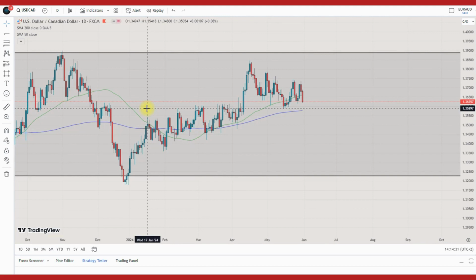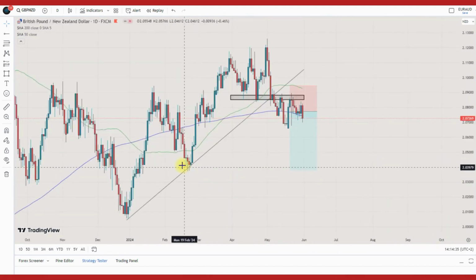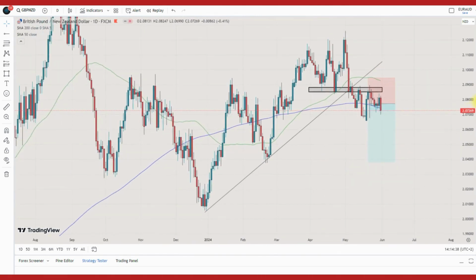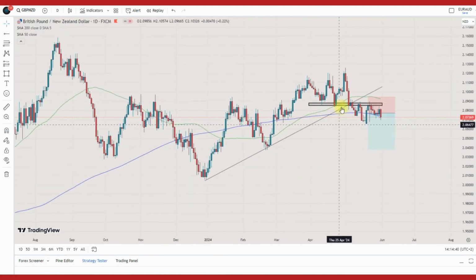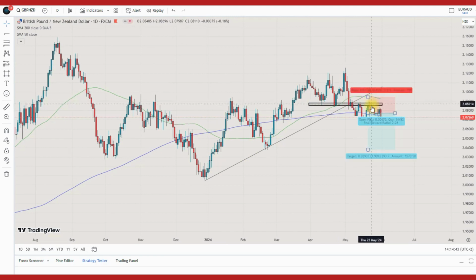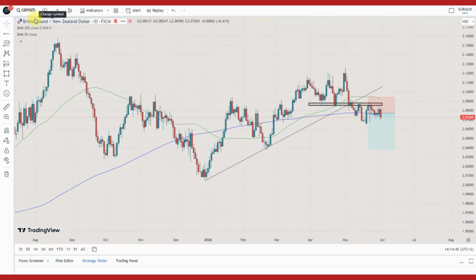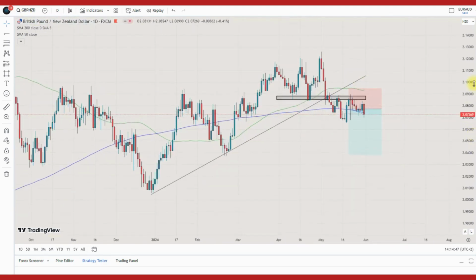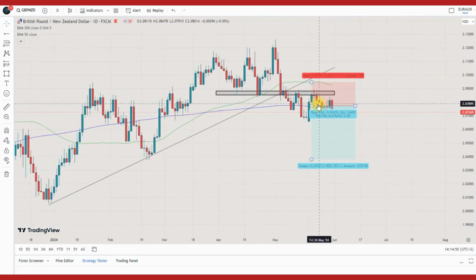So we should expect more volatility on the US dollar, Canadian dollar, and on the pounds, New Zealand dollar. Last week I dropped this analysis that I should sell pounds New Zealand dollar, and as you can see, Monday, Tuesday, Wednesday, Thursday, Friday.